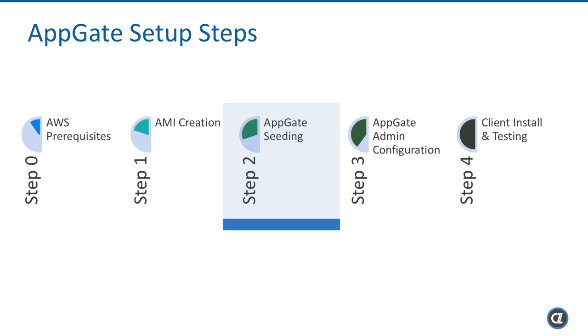Step 2 is to seed the AppGate appliance with the initial settings. We will access the appliance through SSH and do the seeding via the command line. Just follow along and I'll walk you through that.